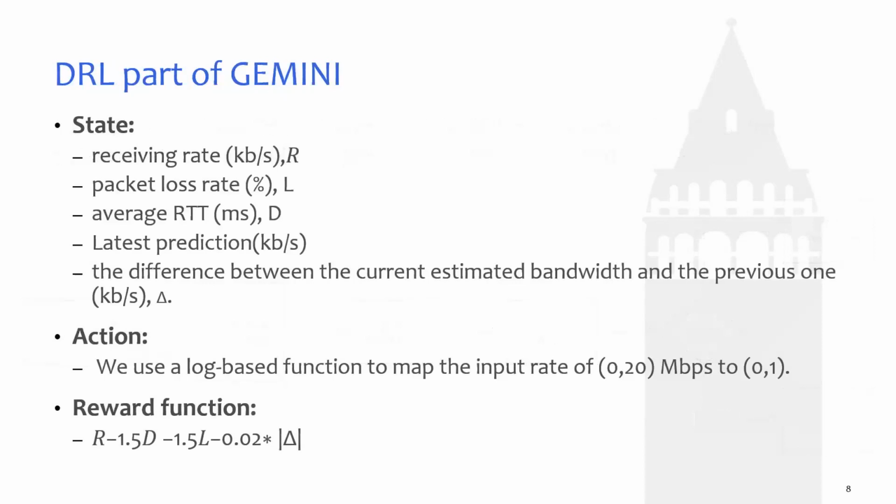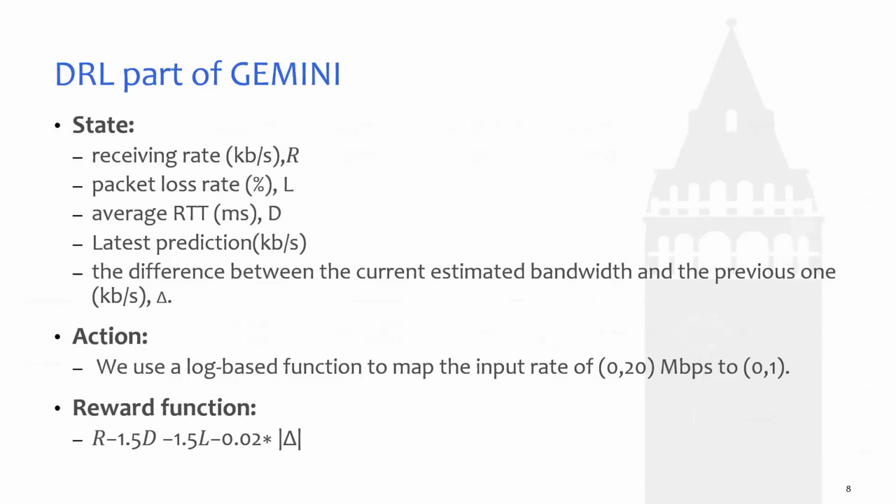In the DRL part of Gemini, the most important is the design of state, action, and reward function. We choose receiving rate, packet loss rate, average RTT, latest prediction, and the difference between the current estimated bandwidth and the previous one as the state according to the information provided by RTP packets.